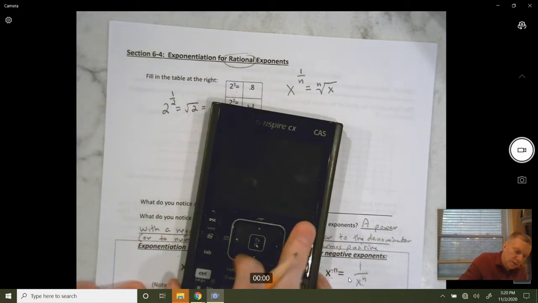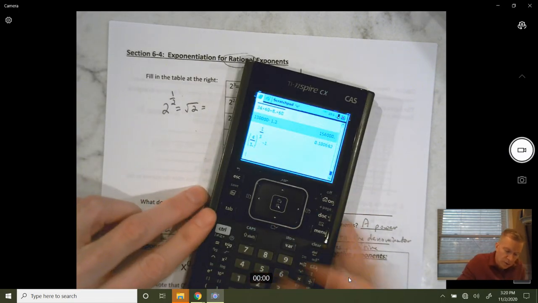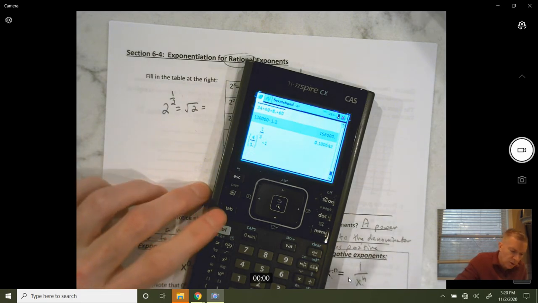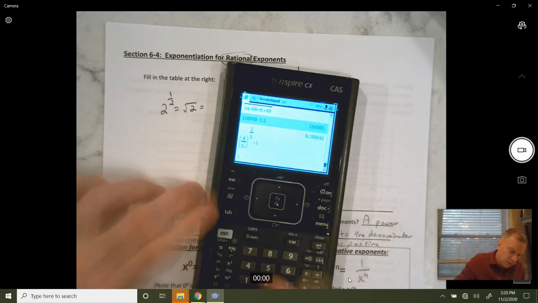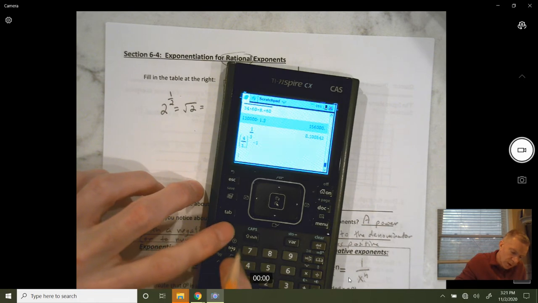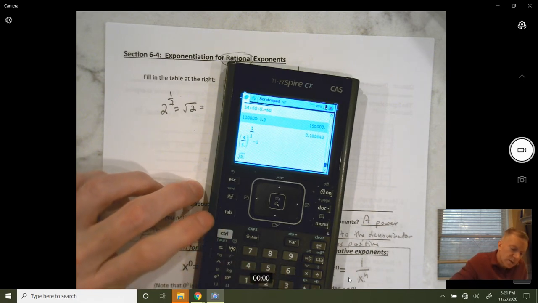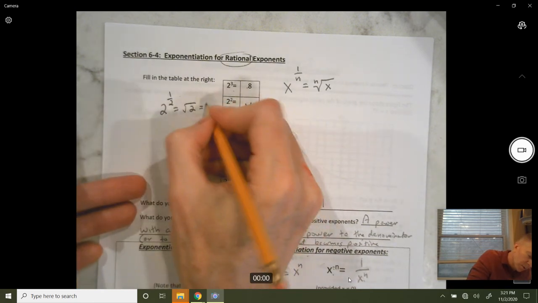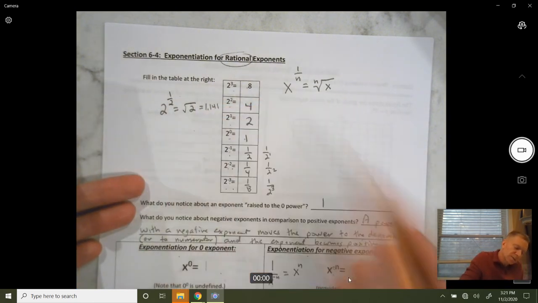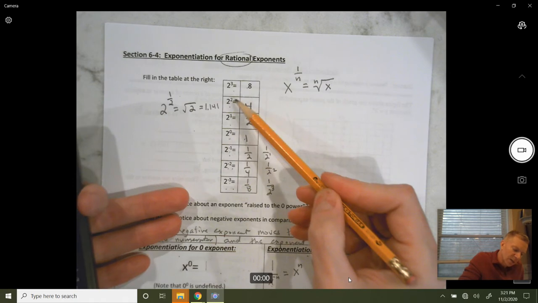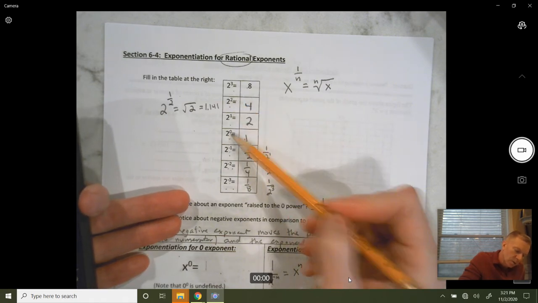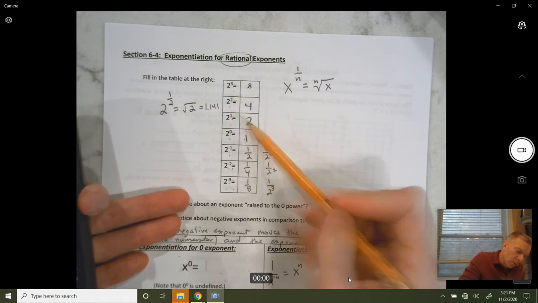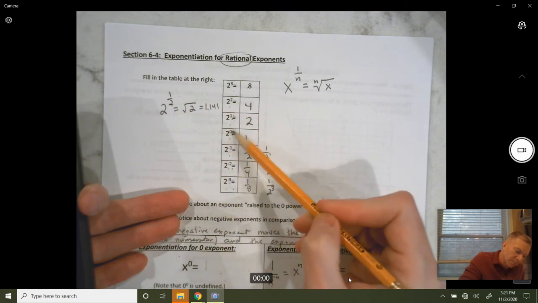Okay, so what's the square root of 2? On the calculator, square root of 2 is roughly 1.141. Let's see if that makes sense. 2 to the 0 is 1. 2 to the 1 is 2. So 2 to the 1/2 should be somewhere in between.